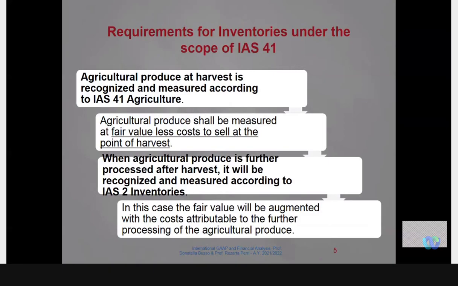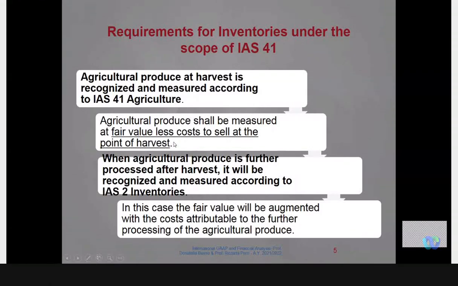The requirements for inventories under the IAS 41 are several, and if we may mention, first, agricultural produce at harvest is recognized and measured according to this specific standard. So it is not IAS 2, but IAS 41 that governs this kind of inventory, if we consider agricultural produce as inventory. Then the rules of measurement, you can see, are pretty different from that of inventory, because agricultural produce shall be measured at fair value less costs to sell at the point of harvest.